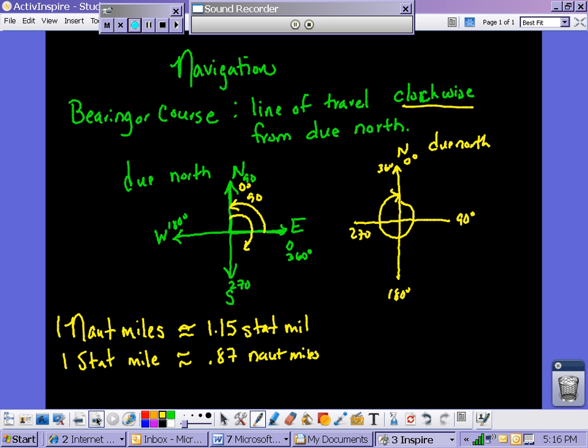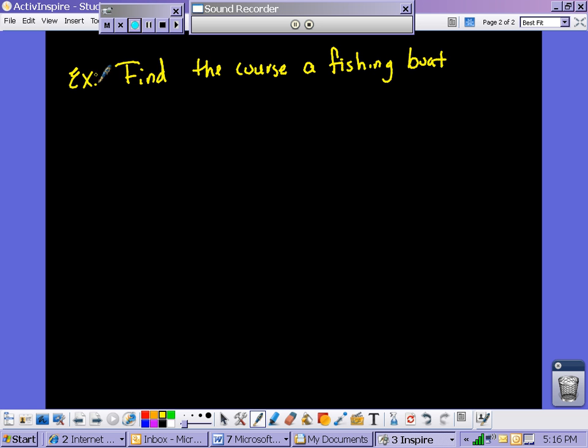So example 1. We're going to find the course of a fishing boat that has a bearing of 165 degrees out of St. Simon's Island.